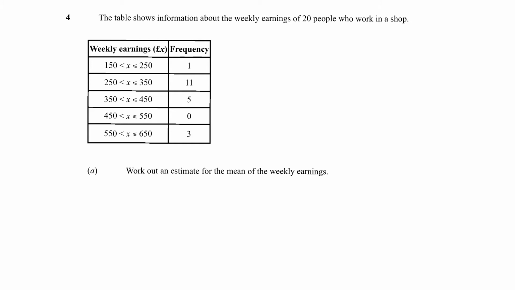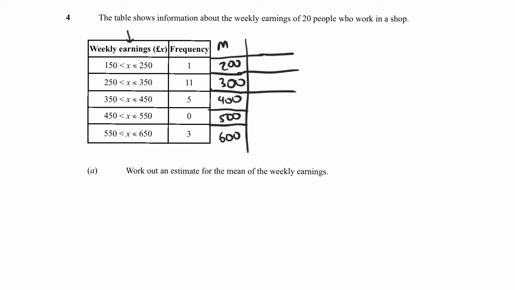So when it comes to these questions with frequency tables, we need to make a column for the midpoint, and it's going to be the midpoint of the weekly earning values. So I'm just shortening it to M for midpoint. So the first one would be 200, because that's halfway between 150 and 250, and then 300, 400, 500, and 600. Then you need to do another column, basically multiplying your midpoint of the weekly earnings times the frequency to work out the actual total.